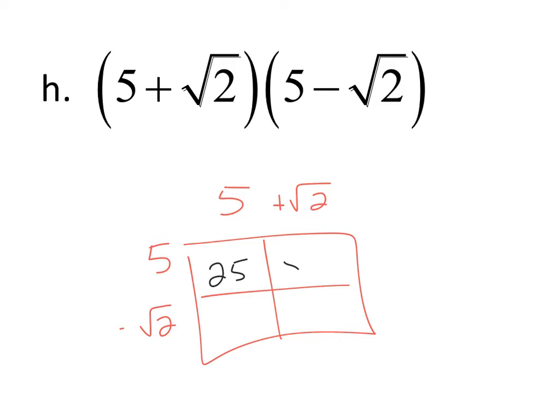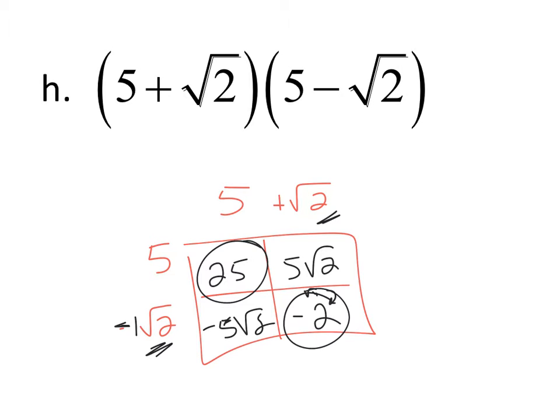25, 5 rad 2, negative 5 rad 2, because you're doing a negative 1 times a 5. That's what's happening there. And negative 1 times 5 is negative 5, which always goes in front of the square root. And then negative 2, because square root of 2 times the square root of 2 is square root of 4, but that just becomes 2. All right, 25 minus 2 is 23, and then these guys cancel out because they're opposite signs.